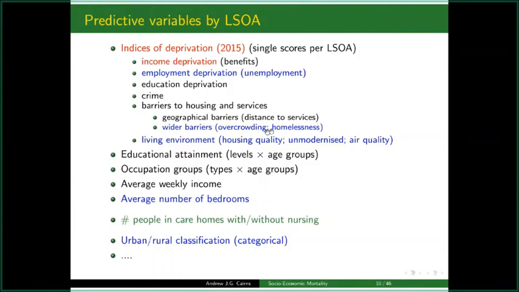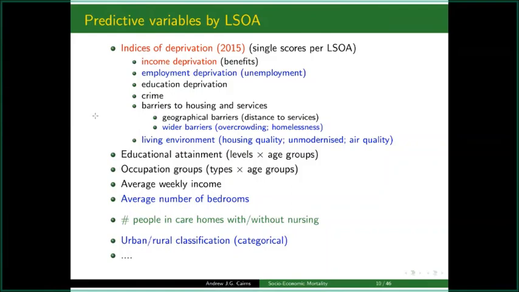Wider barriers is measuring things like overcrowding and homelessness, and then lastly living environment is measuring things like housing quality, are houses unmodernised, and also externally what is the air quality. So all of these are components of the index of multiple deprivation, and we're going to use these in terms of our analysis of mortality.